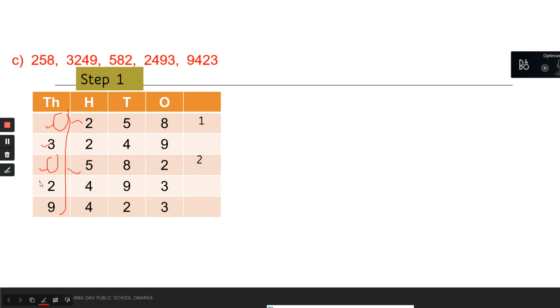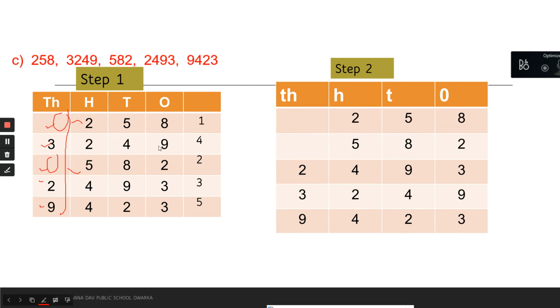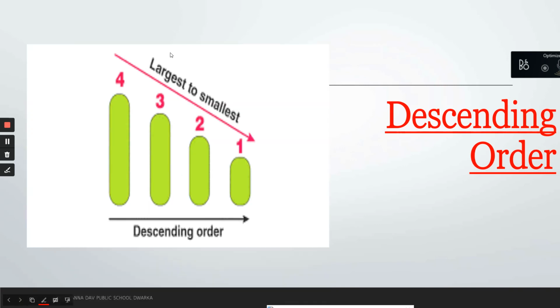Now look at 3, 2 and 9. Which is smaller? 2. So 2493 will be in third place. And similarly, at fourth place we have this number, and last place we have 9423. Now step 2, arrange the numbers according to the allotted position, and thus we will get the smallest to greatest number. Now children, we will be moving to descending order, that is largest to smallest.